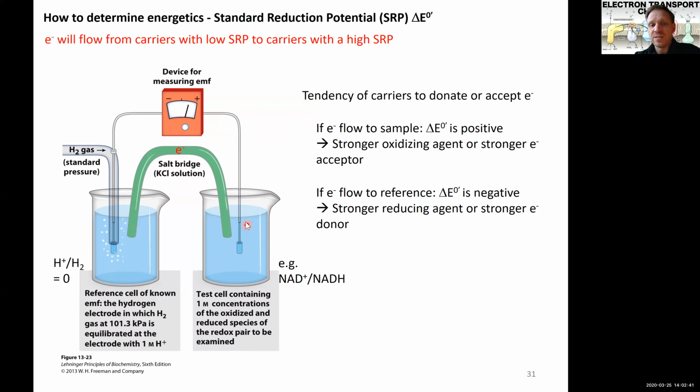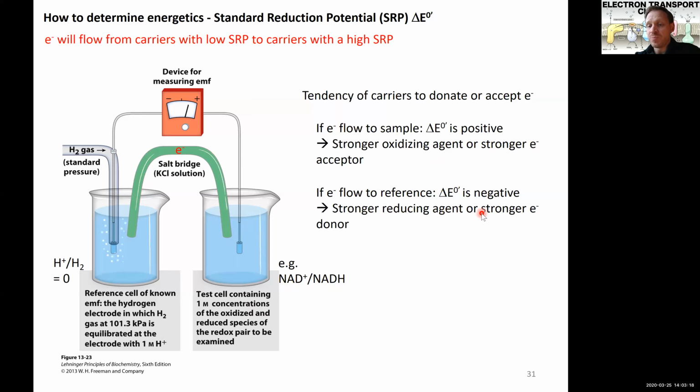Right? In this case, we would call it a positive delta E0 prime, which means that the carrier you have in your solution would be a stronger oxidizing agent. So it's oxidizing other molecules, meaning it's a stronger electron acceptor. Okay. If the opposite happens, if your electrons actually flow from the sample to the reference, the opposite is true. Our delta E0 prime is negative. And so your carrier then is a stronger reducing agent and a stronger electron donor.